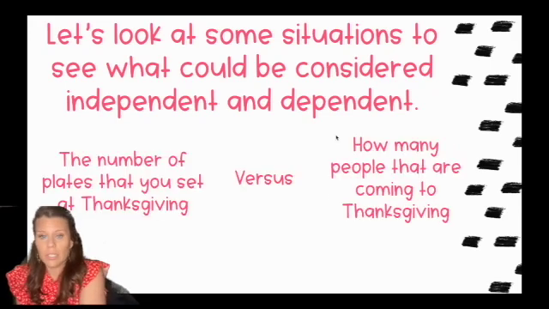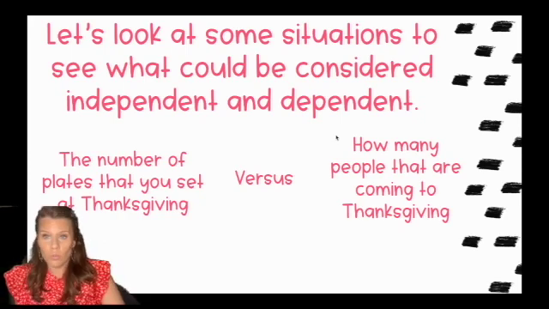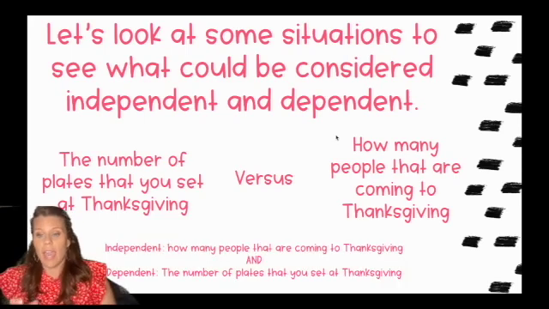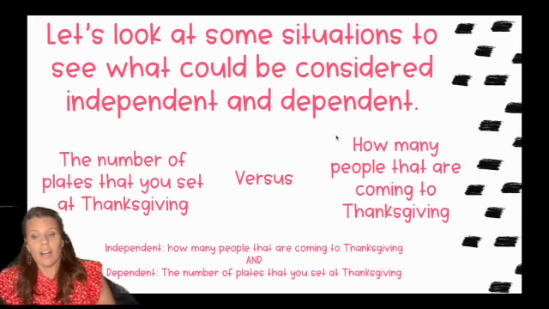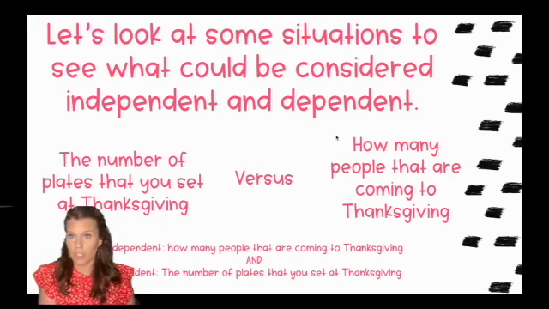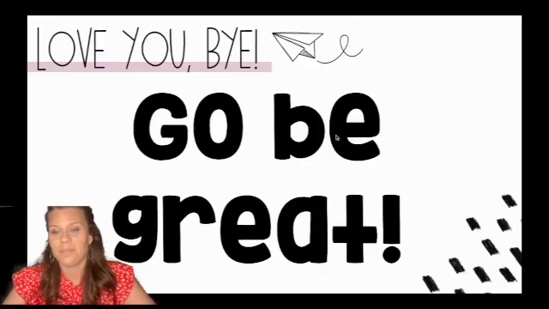So for the second one, the number of plates that you set at Thanksgiving versus how many people are coming to Thanksgiving, okay? Which one do I need that can't happen without the other? In this case, it would be how many people are coming to Thanksgiving, and dependent would be the number of plates that you set. If there are no people coming, then you're not going to set any plates, okay? So can't have people without having plates. Independent can stand alone. Dependent has to have some type of action to go with it, okay? Go be great, y'all.